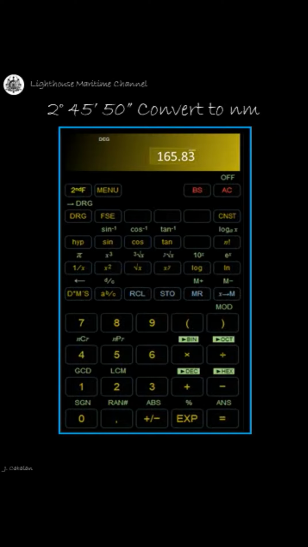Depending on your requirement, you can also set the mode to fix 5 decimals, and the result would be 165.83333. 2 degrees, 45 minutes, and 50 seconds is equal to 165.83333 nautical miles. In real practice, this is 165.8 nautical miles, or 166 nautical miles. This is only done for educational purposes.